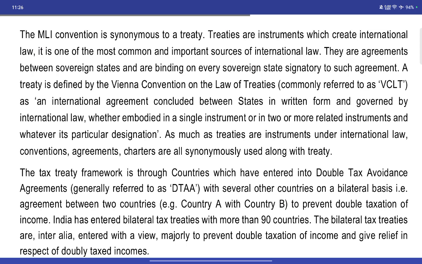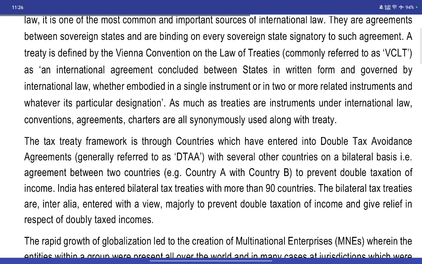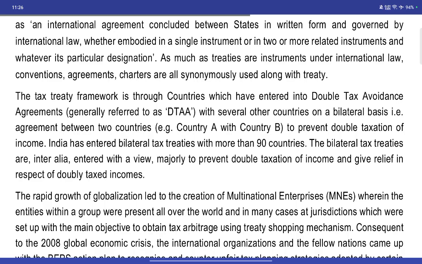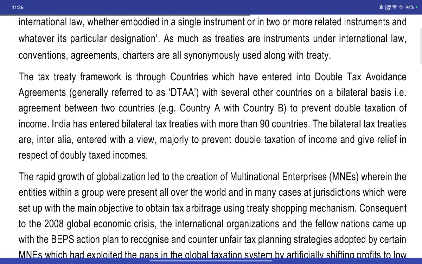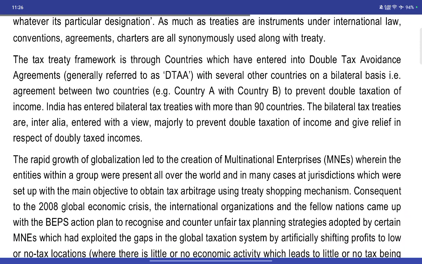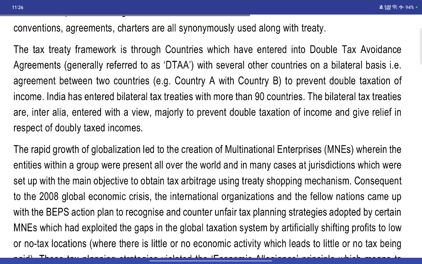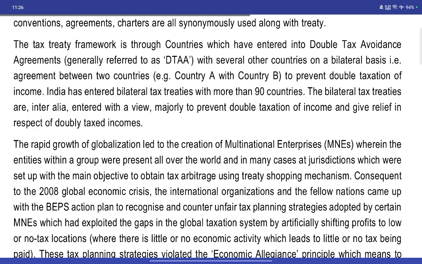A treaty is defined in the Vienna Convention on the Law of Treaties, commonly referred to as VCLT, as an international agreement concluded between states in written form and governed by international law, whether embodied in a single instrument or in two or more related instruments and whatever its particular designation. As much as treaties are instruments under international law, conventions, arrangements and charters are also used synonymously with treaties. The tax treaty framework between countries is the double tax avoidance agreement, generally referred to as DTA, a bilateral arrangement between two countries, country A and country B, to prevent double taxation.